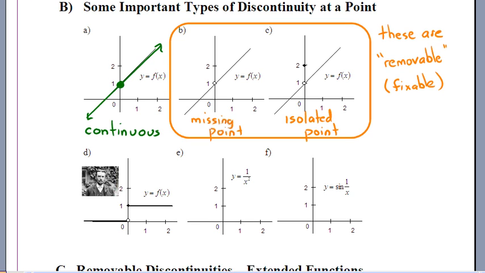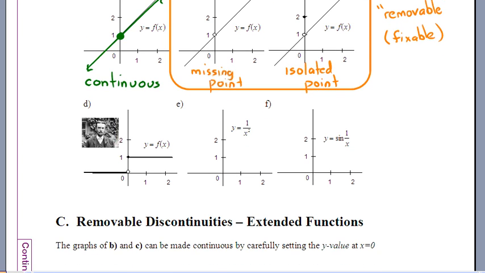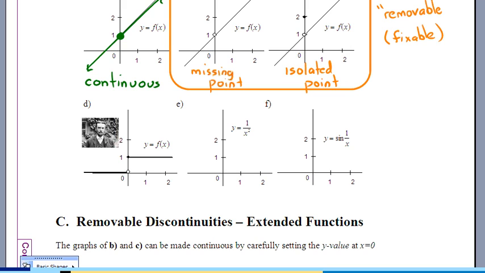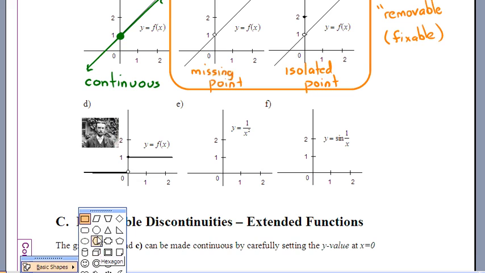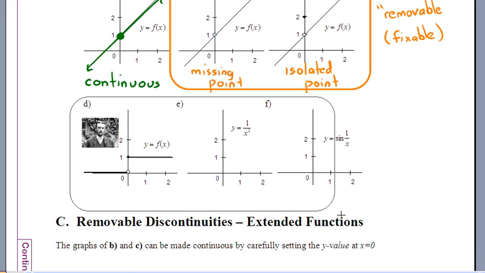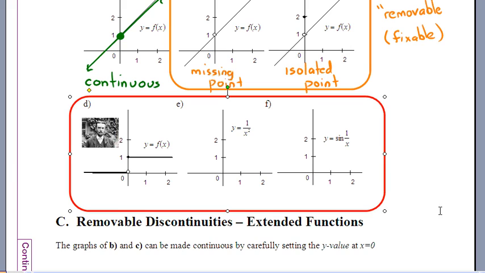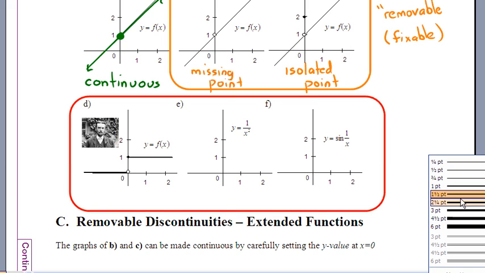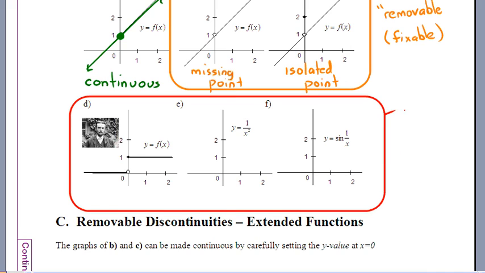We will not be able to fix these three. So again, I'm just going to put a big box around these three, just group them together and say, hey, watch out for these ones. These ones here are not fixable. So math people would say they are not removable.